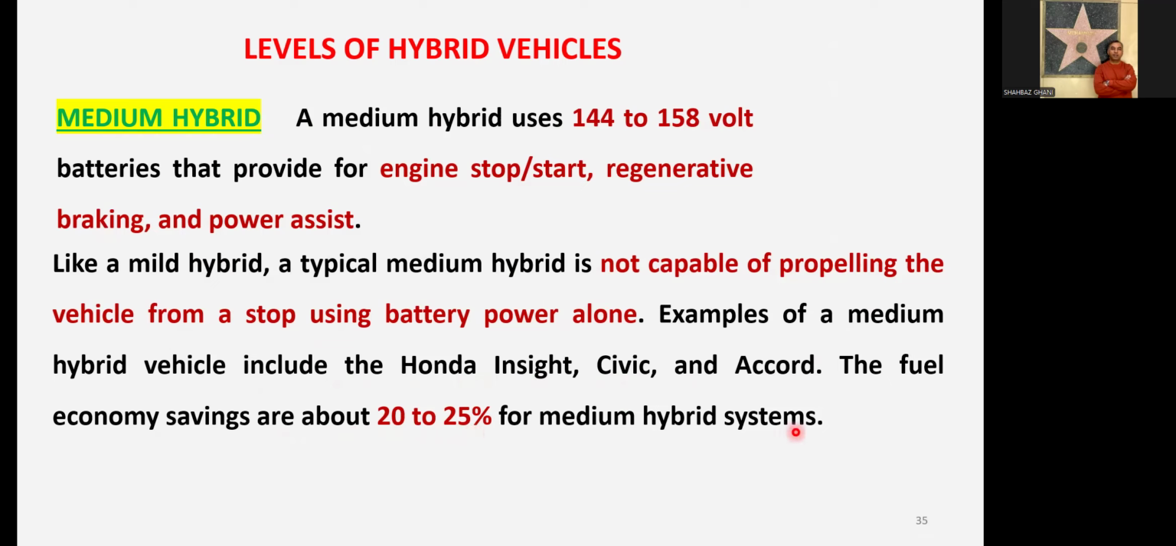In a mild system, we were having 8 to 15% economy, but in a medium hybrid, the fuel economy saving is from 20 to 25%.